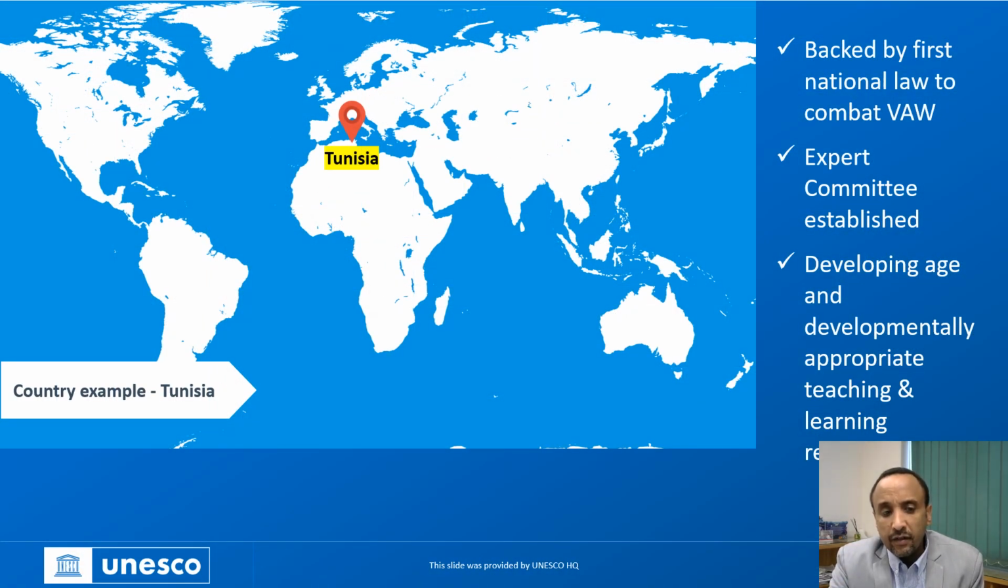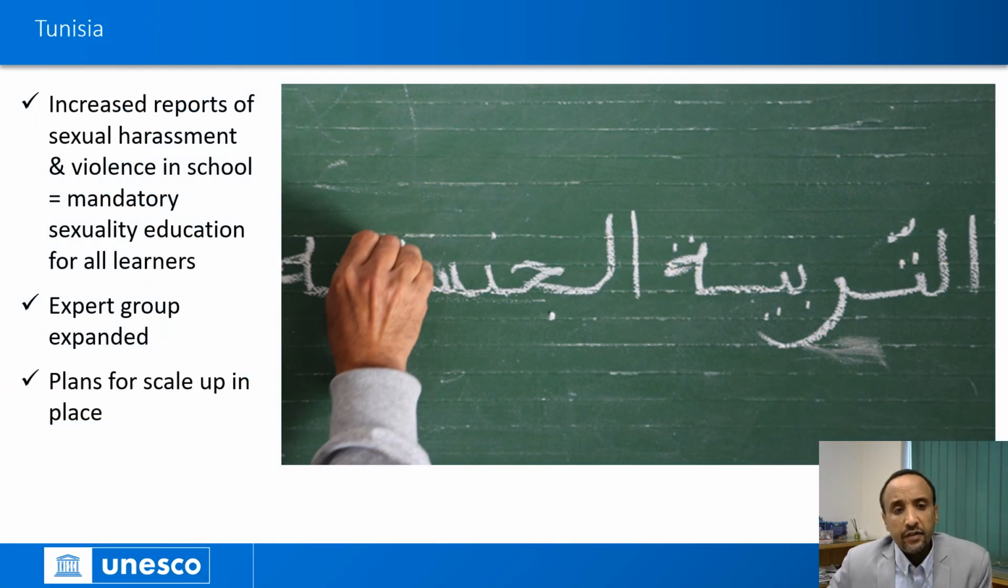This slide is provided by UNESCO colleagues, and it highlights the successful experience of Tunisia around comprehensive sexuality education. This movement around CSE in Tunisia was backed by the first national law on violence against women, where an expert committee was established, and they managed to develop age and developmentally appropriate teaching and learning resources. With the increased reports of sexual harassment and violence in schools, they made sexual education mandatory for all learners. Then the expert group was expanded, and they put in place plans to scale up comprehensive sexuality education in the country.